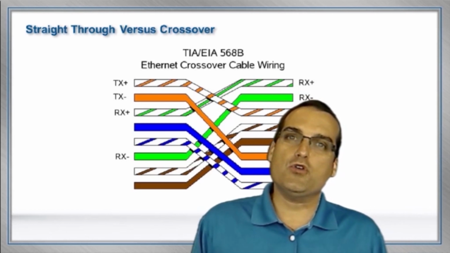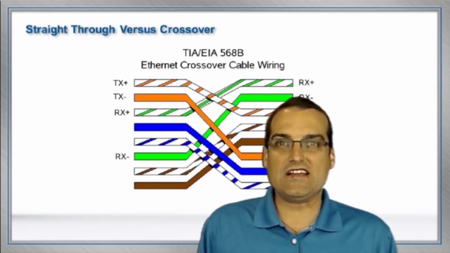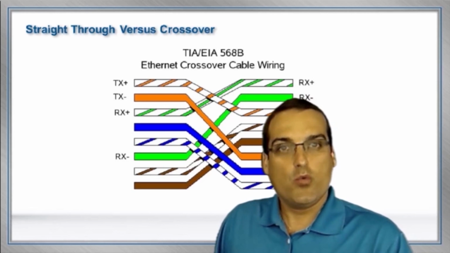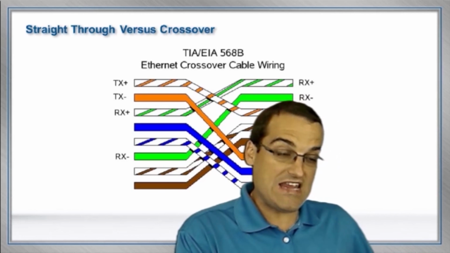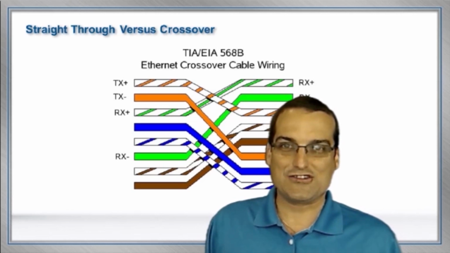A straight-through cable is for connecting our unlike devices. A perfect example would be when we take our switch and connect it to a router, we use a straight-through cable. When we take our PC and connect it to a switch, we use our straight-through cable.